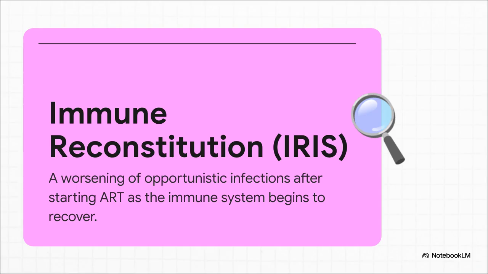Okay, let's talk about a concept that can feel a little backward, but it is so important to understand. It's called immune reconstitution inflammatory syndrome, or IRIS. It's a paradox. A patient starts ART, their immune system starts to recover, and then, all of a sudden, they feel worse. It's because their newly awakened immune system finally sees a hidden infection and launches this massive inflammatory attack.